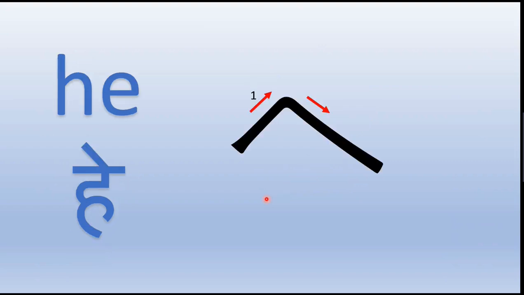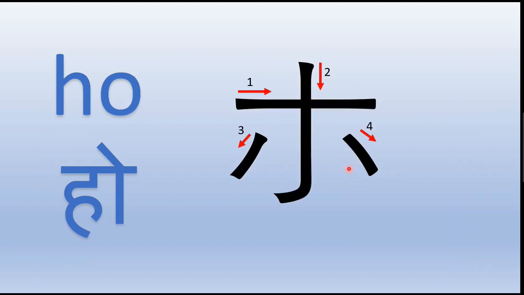So after fu, we have he. This is exactly the same as we write in hiragana, and this is just a single stroke alphabet. And the final one in this line is ho, which is written like this. We have four strokes. The first stroke is this horizontal one. Second stroke is this vertical one and bent at the end. And we have these two strokes, 3 and 4, which are similar to the alphabet ha in katakana.